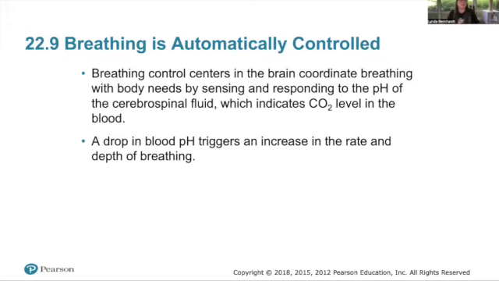Breathing control centers in the brain coordinate the breathing with the needs by knowing whether you need more or not. Here where it says a drop in blood pH triggers an increase in the rate and depth of breathing, it's not just when the pH drops, it can be a whole lot of things. So like if you're exercising, you are using more, which means more oxygen is needed. Your body, your tissues, your muscles, your blood is everything's going, we need more. And then that's why you start breathing in more.